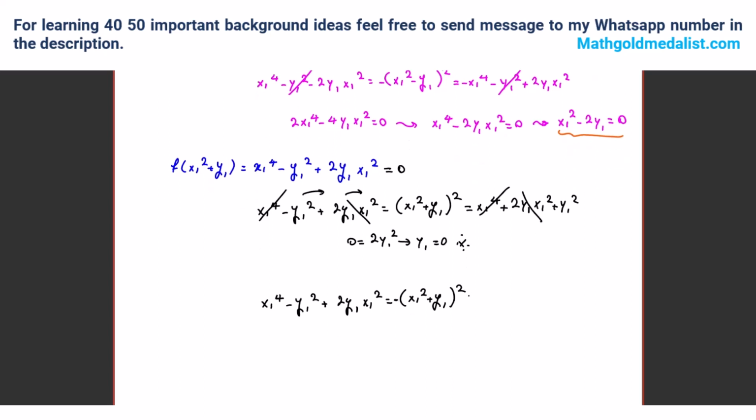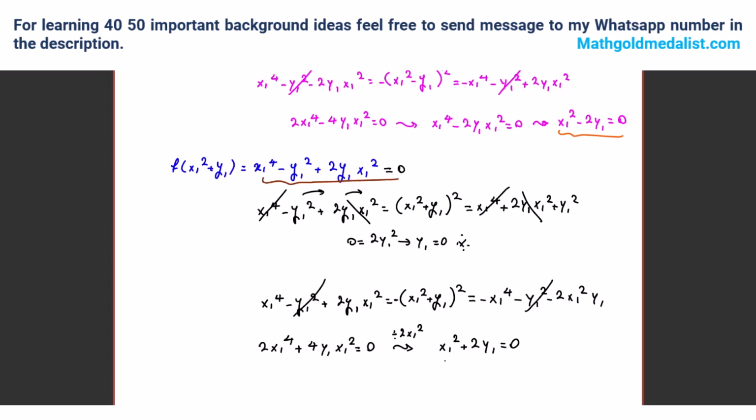For this one, we can say negative x1 to the 4 minus y1 squared minus 2x1 squared y1. Now we can cancel negative y1 squared from both sides. We can divide x squared. Let's take all things to left hand side. We can say 2x1 to the 4 plus 4y1 x1 squared is equal to 0. We can divide both sides by 2x1 squared. So it will be x1 squared plus 2y1 is equal to 0. Okay? So now again we have two results.